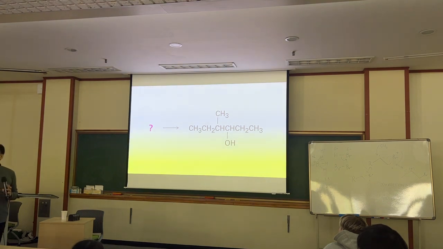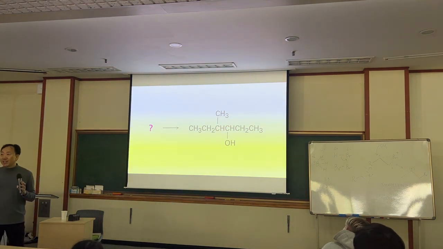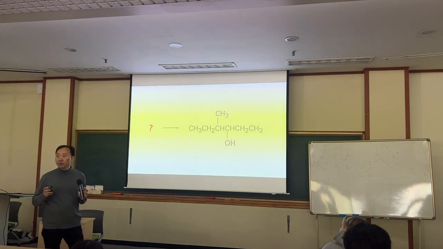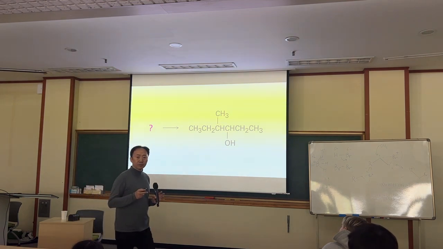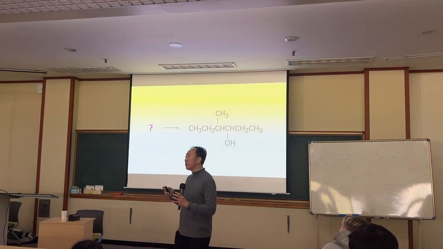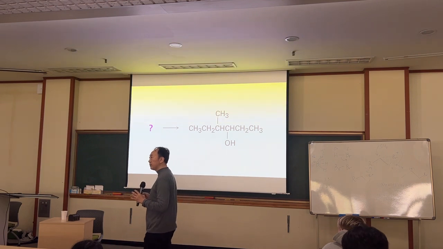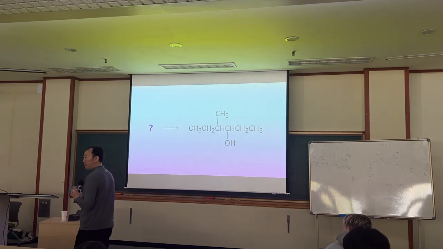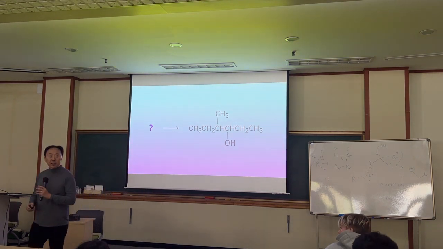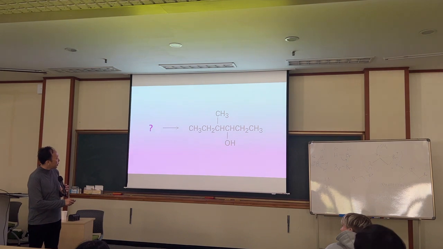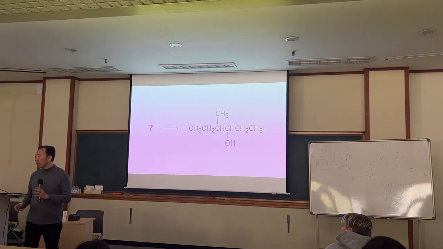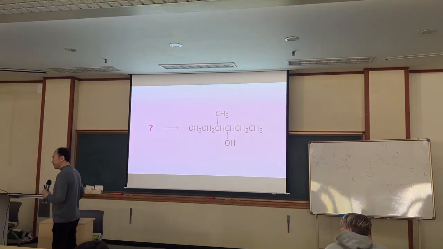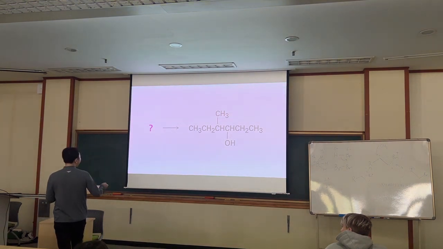Which one would you choose to get a single product, not a mixture? Left. What is the problem for the right? If the starting material is here, what is the problem? It's the same. This side is also secondary. So it's difficult to get selectivity. Right? Now, if it's the left, the double bond is here.